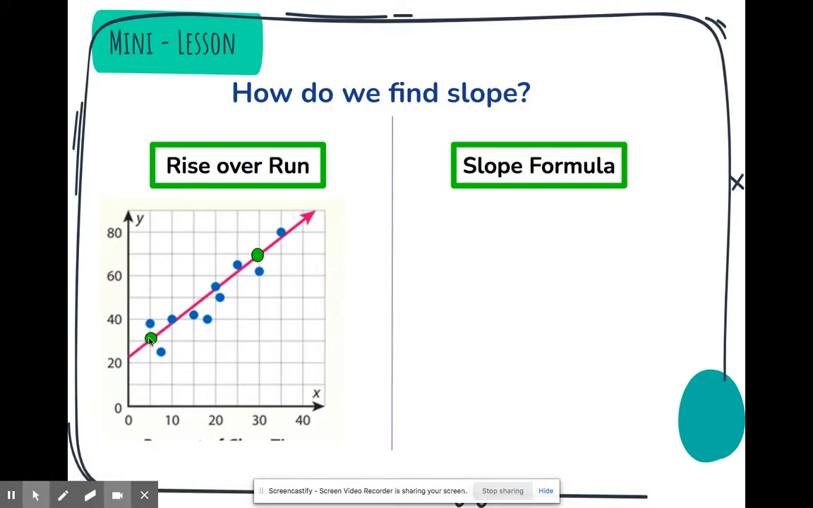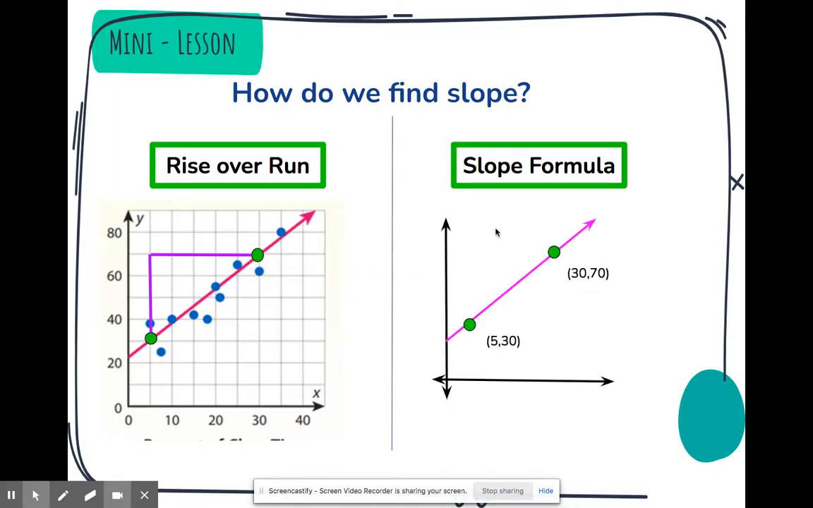Rise over run. From this point, we're going to rise up. So we're going about 10, 20, 30, 40. So our top number is 40. And then we run to the right. 5, 10, 15, 20, 25. So our rise over run, our slope for this equation, is about 40 over 25.